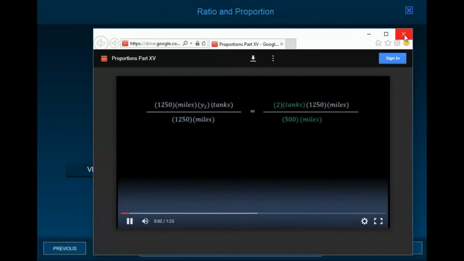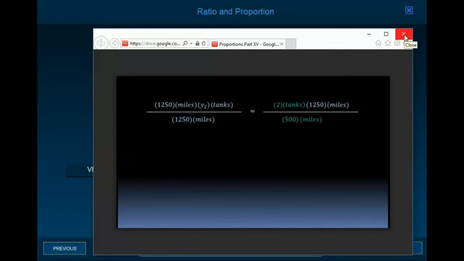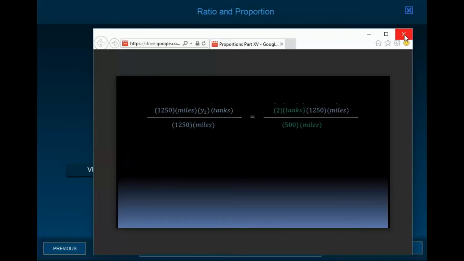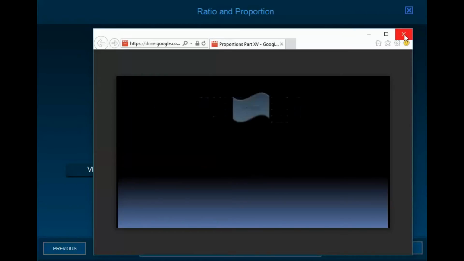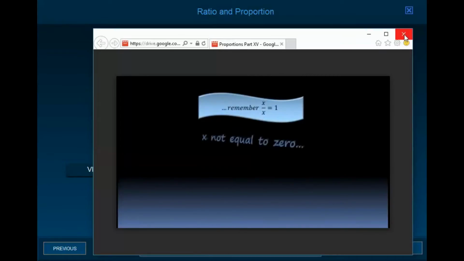Our equation now looks like this. And we need to remember an important pattern. We can easily show with our rules that anything over itself is equal to 1. And we can use this pattern to simplify our equation.